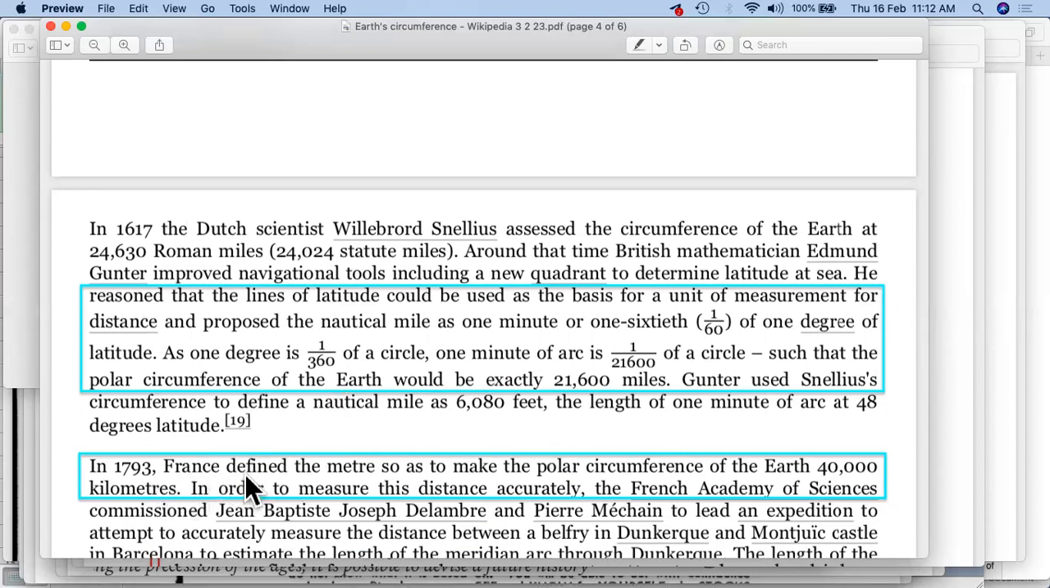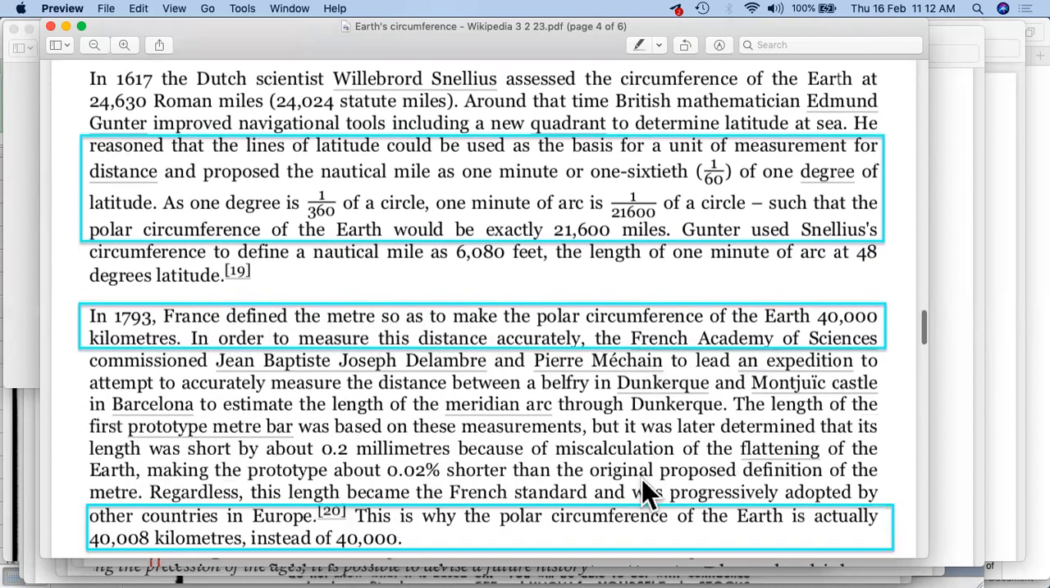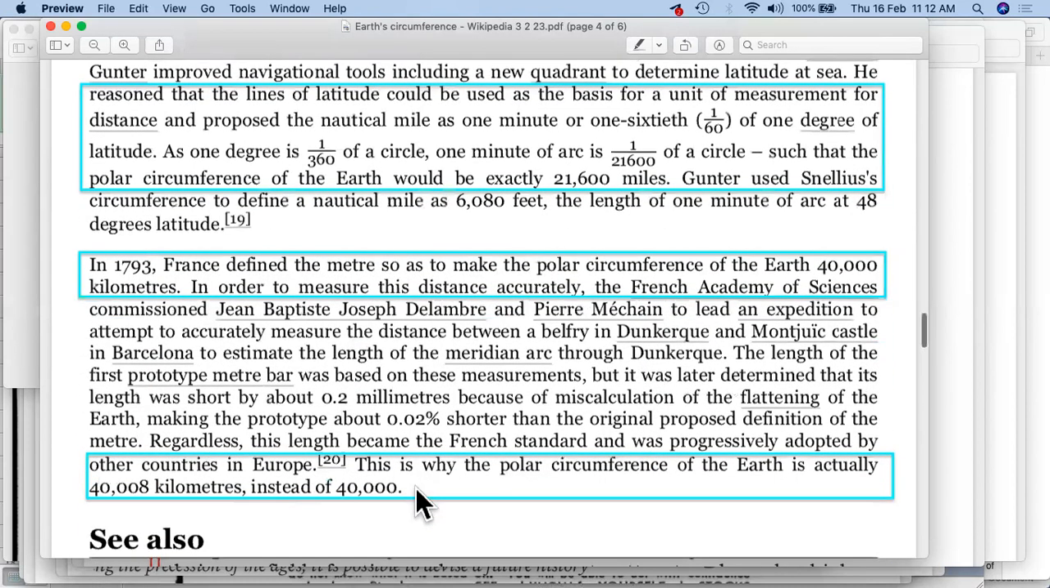In 1793, France defined the meter so as to make the polar circumference of the Earth 40,000 kilometers. So they wanted to make it 40,000. So yes, this is how they wanted to do the calculations together, and that is why the number 40,000 came into the picture.